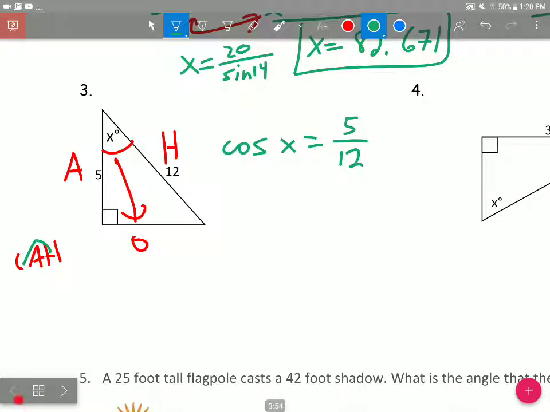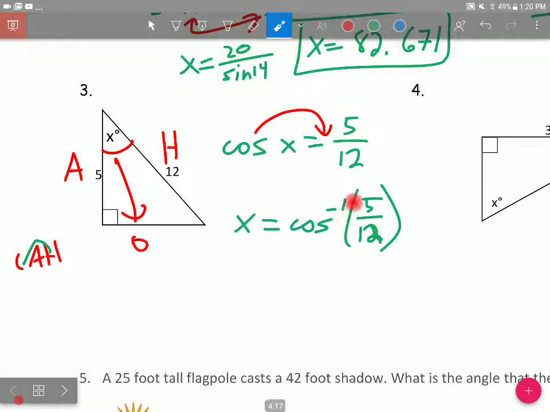Okay? Now, this is the interesting one. This is the only time I can separate these away from each other, when I have to get at the angle. I do that by moving the cosine to the other side and making it an inverse. So x equals the inverse cosine of 5 divided by 12. Okay? This is when we use the inverse symbol.